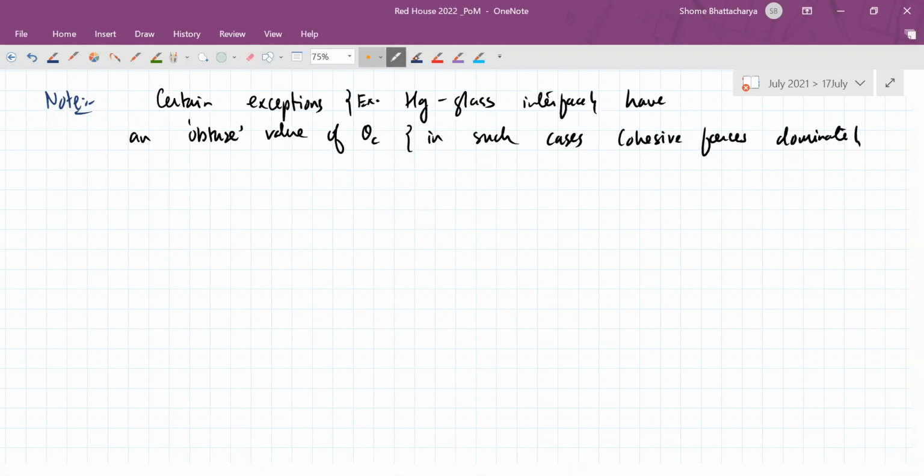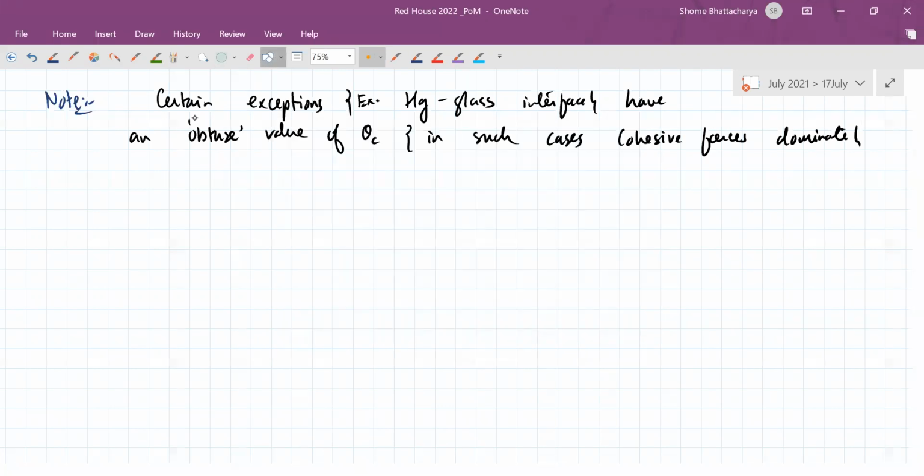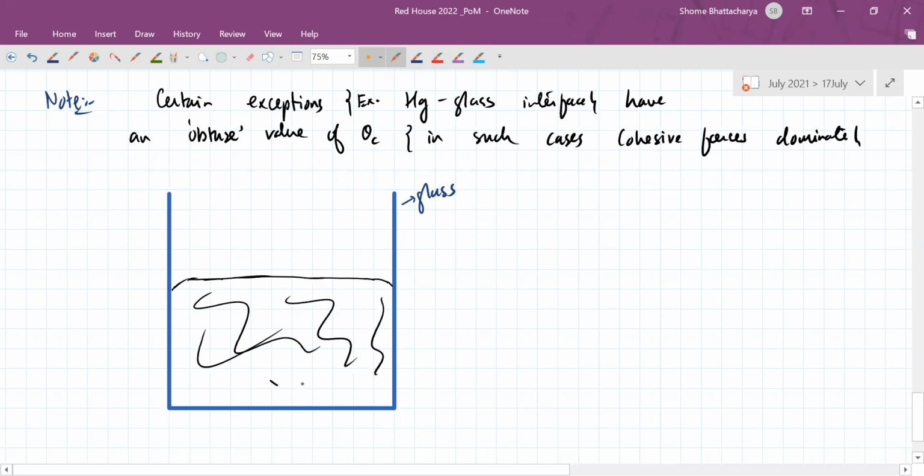Okay, so that kind of interface would look like this. If we have a glass container which has mercury in it, what we would typically observe is that the mercury is bent like this at the side, slightly bent like this. If we draw a tangent to the surface at the point of contact, that tangent with respect to the vertically upward direction will be making an obtuse contact angle.